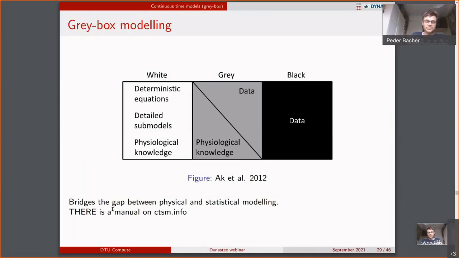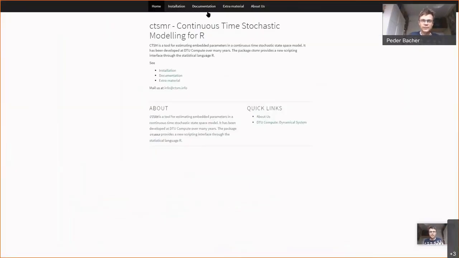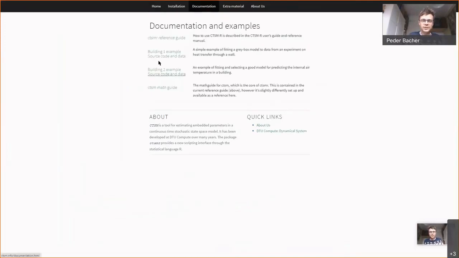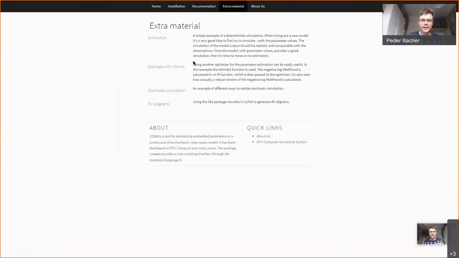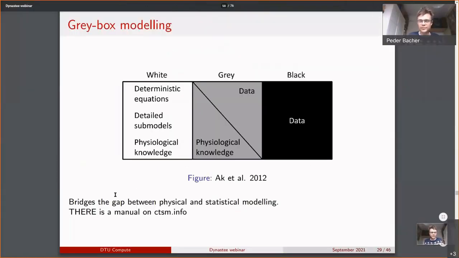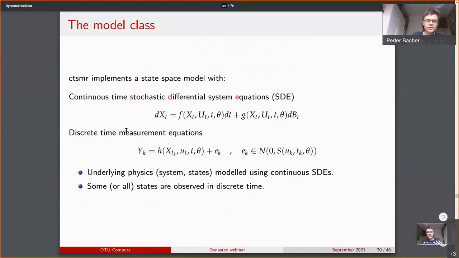So yeah, we have the package. There's a website here where you can find different material, and there's documentation and some examples if you want to get started. And yeah, CTSM-R. The web page was ctsm.info, so you can have a look at that. But I'll try to demonstrate how it works.